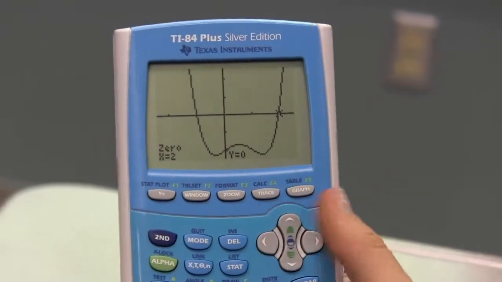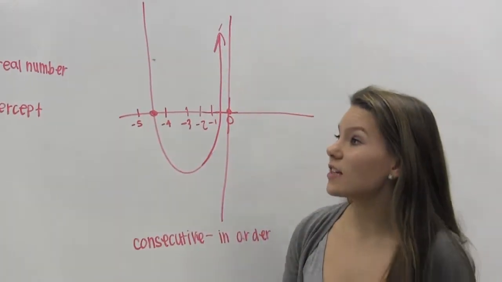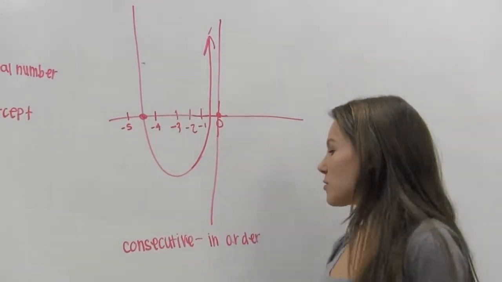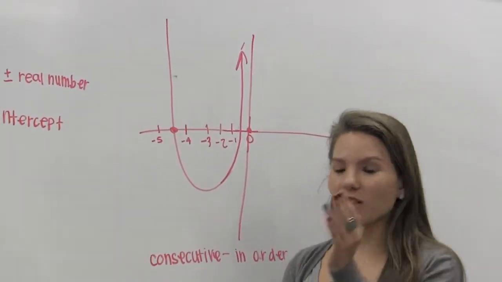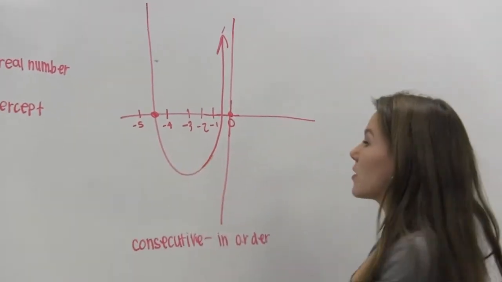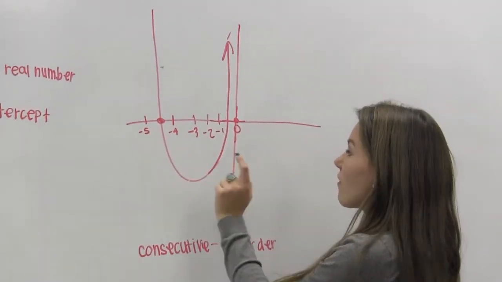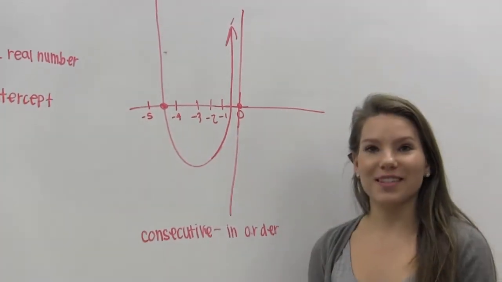So in our objective, we mentioned the word consecutive, which means in order. So that's anything like 1, 2, 3, just right next to each other. So in this parabola, we found that the roots were in between -4 and -5, 0 and -1. So we're just trying to find where the root is in between.